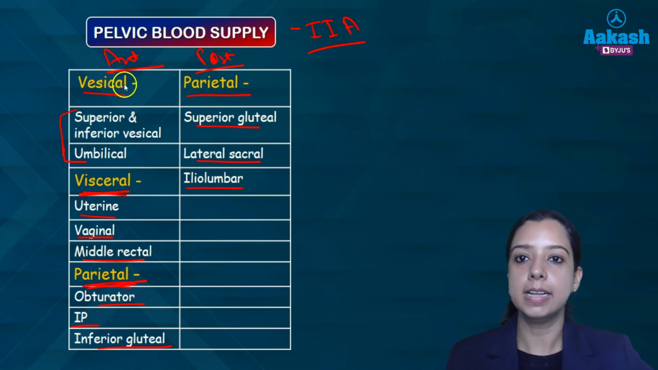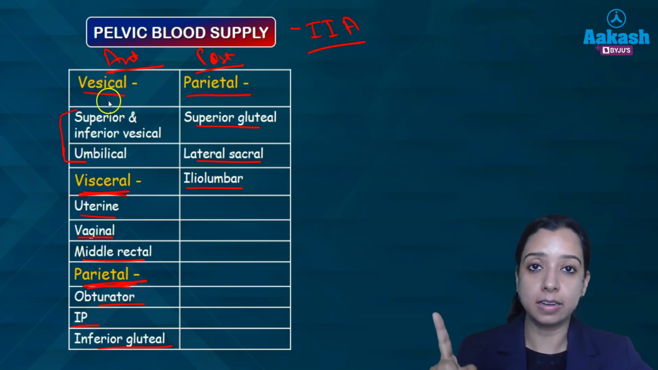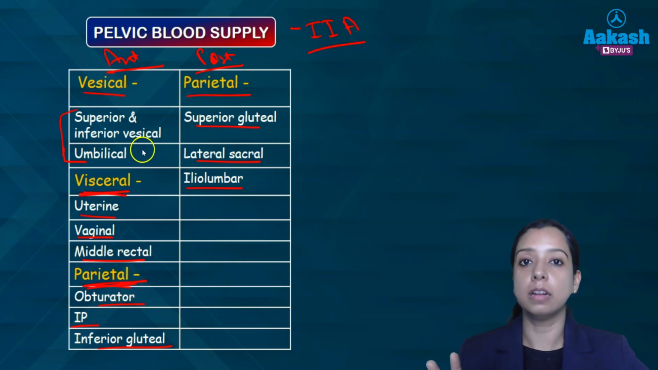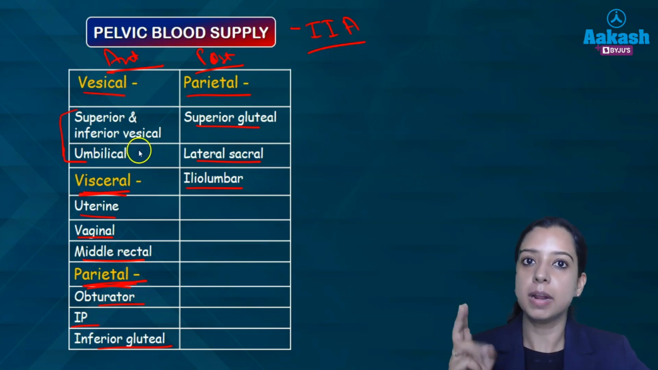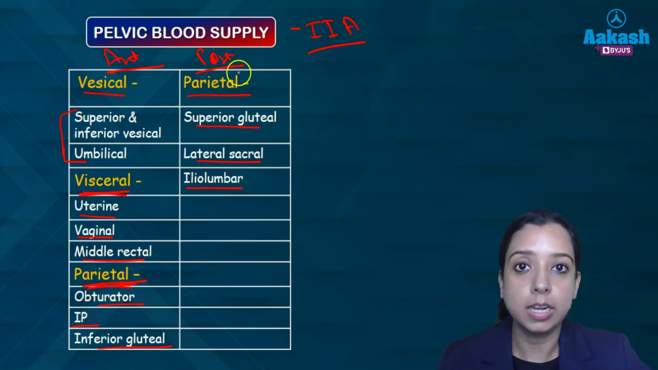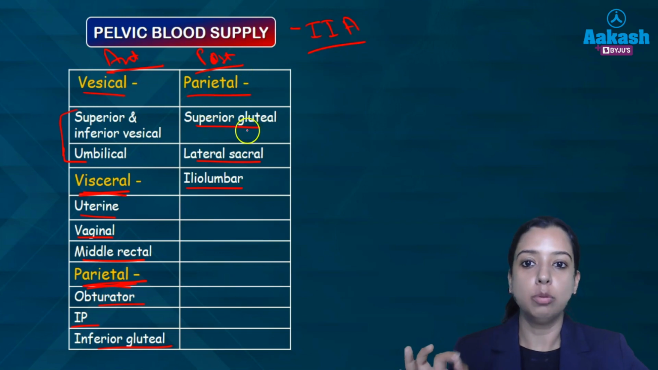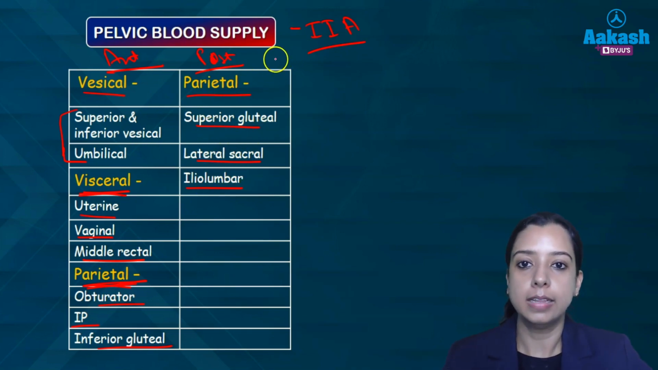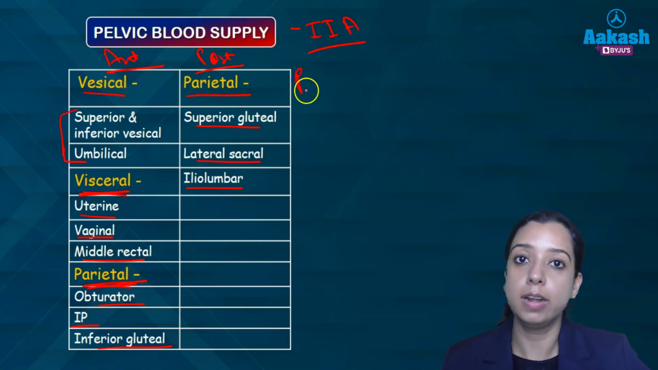So, again revise, anterior has basically branches into vesical, which has superior and inferior vesical and umbilical artery. Then visceral to uterine branch, vaginal branch and middle rectal branch. Then parietal to the wall, obturator branch, internal pudendal and inferior gluteal. The posterior one has only parietal branches: superior gluteal, lateral sacral and iliolumbar. Remember it by PILS. I think remembering so much in MBBS, you actually need some pills. So remember it by PILS. Posterior has branch of iliolumbar, lateral sacral and superior gluteal.